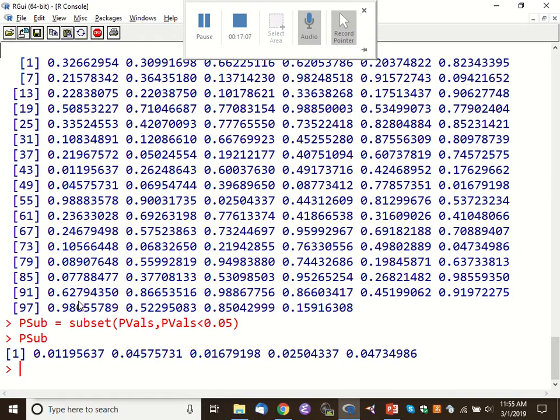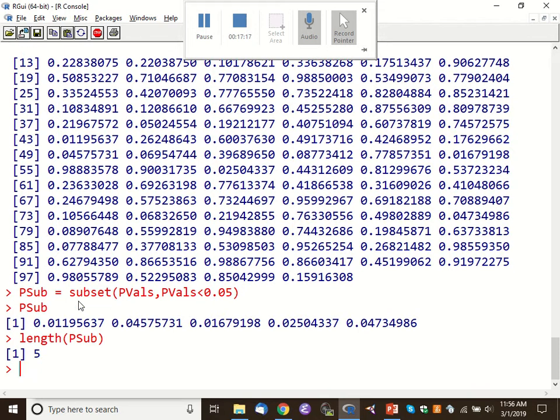So in the case of the software, the value it's returning is not p-sub, as we've called it here. It's instead saying, what is the length of p-sub?